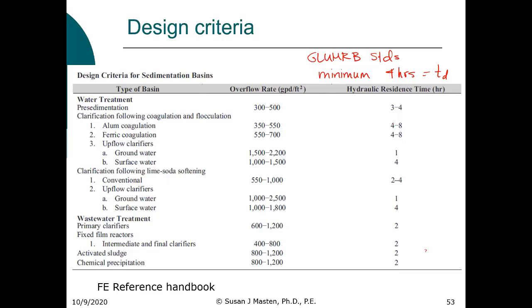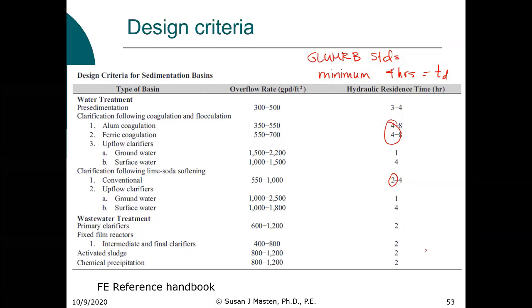So you can see here, for alum or ferric chloride, it's typically 4 to 8 hours, but the GLUMRB standards, minimum of 4. You can reduce that to 2 if you're using softening.